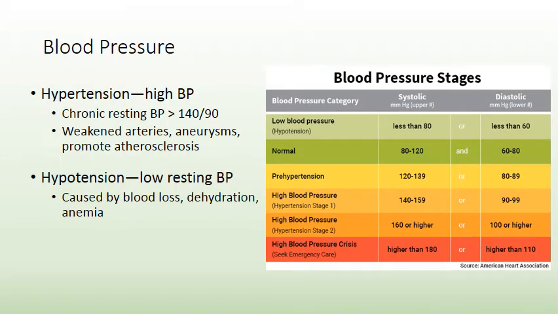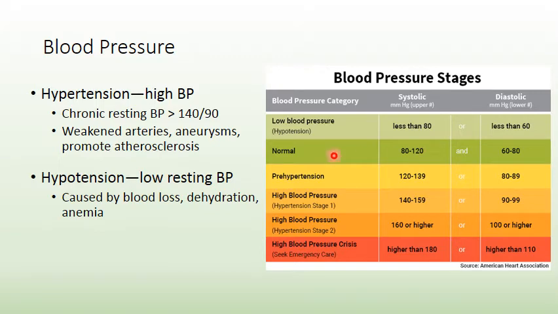Here's a fairly common chart, you may have seen it before, that looks at all of the different blood pressure categories. If you have a normal or healthy blood pressure, your systolic pressure, the number they give you first, is going to be somewhere between 80 and 120, and your diastolic is going to be between 60 and 80. So you could be anywhere from 80 over 60 to 120 over 80, and that's a good, normal, healthy blood pressure.